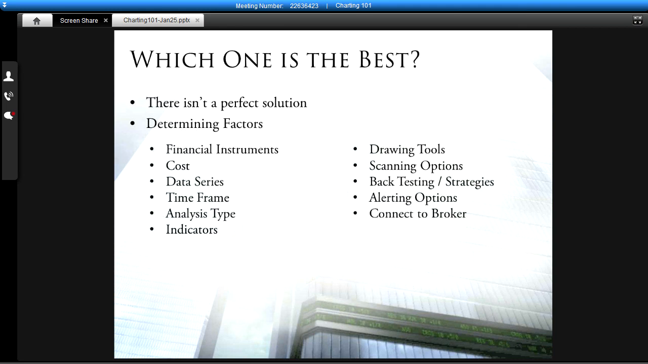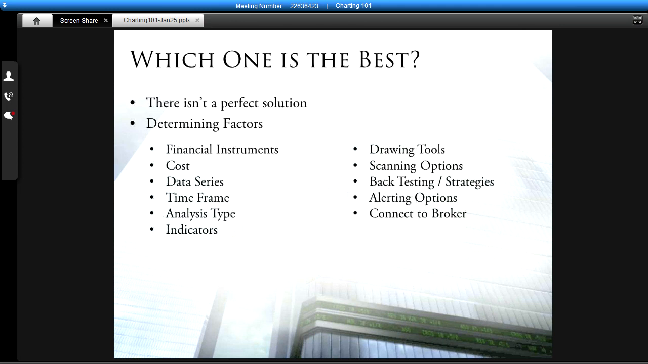Some software allows you to provide your own provider for the data stream. Others provide it for you and you just pay a higher fee in order to get a live feed or an end of day feed. So it all just depends on your trading style and what you need for the data.